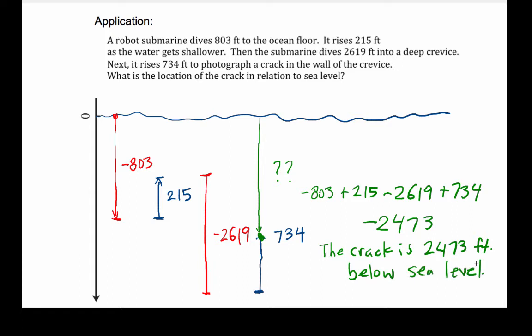Anytime we have a word problem, we always want to answer the question, address the problem. This number, negative 2,473 feet, is the correct numerical value that we need to answer the question. But without this right here, we didn't really answer the problem or the question.